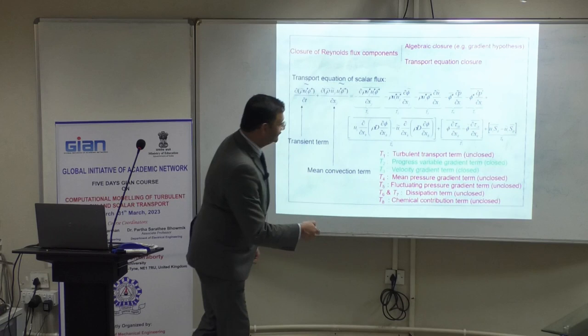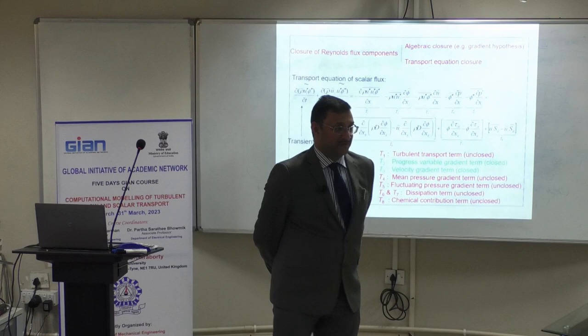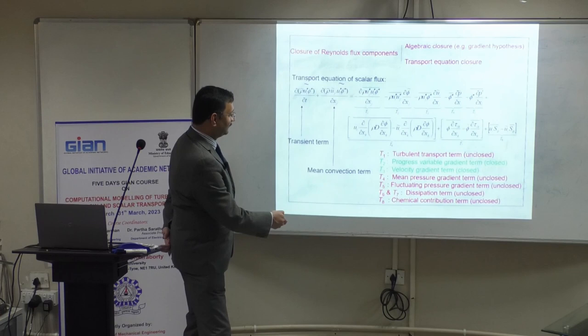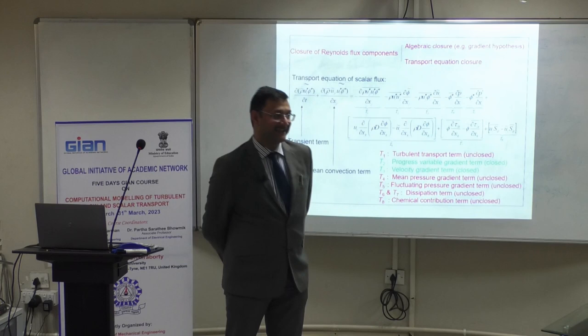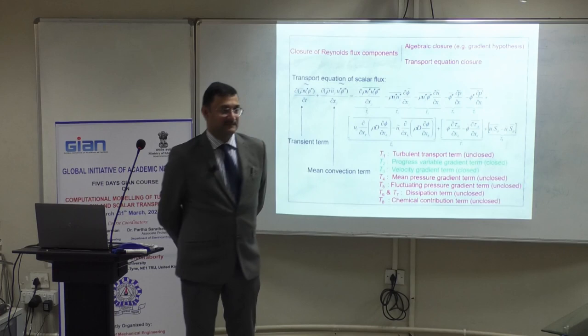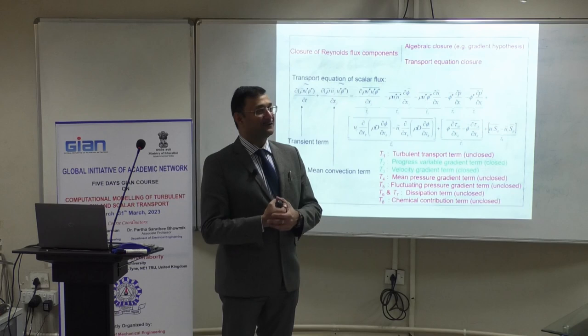And here you see the ones which are unclosed. Maybe this one is unclosed, these two are unclosed, these two are unclosed, this is unclosed. Okay? So for one scalar flux component, you have got 1, 2, 3, 4, 5, 6 unclosed terms. If you are thinking about three scalar flux components, 3 times 6, 18 unclosed terms. Okay? Your overall outcome of the simulation will depend on how accurately you have modeled these 18 terms. It's a tall order, isn't it?